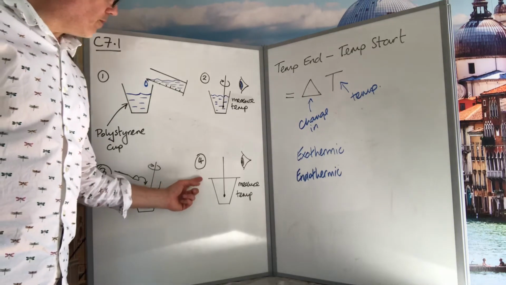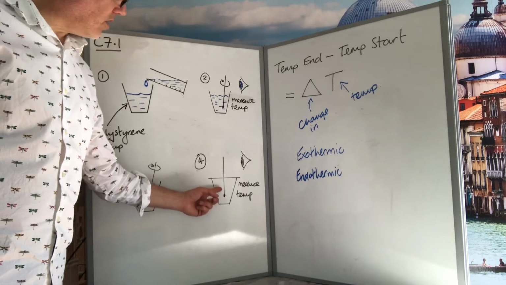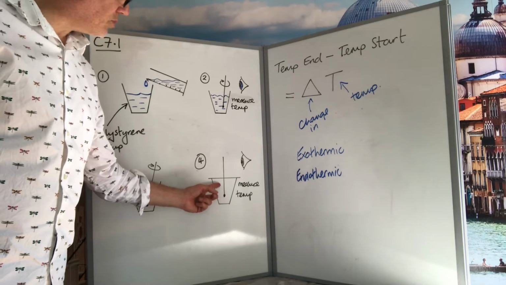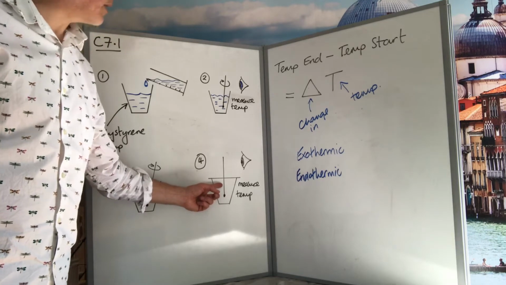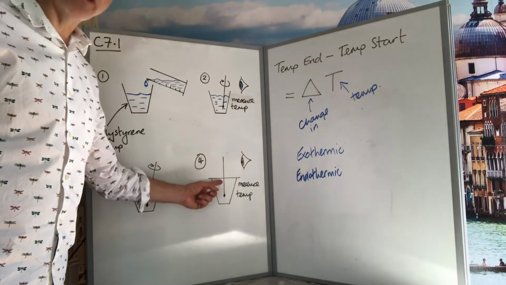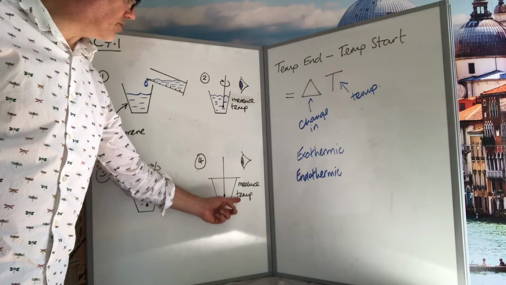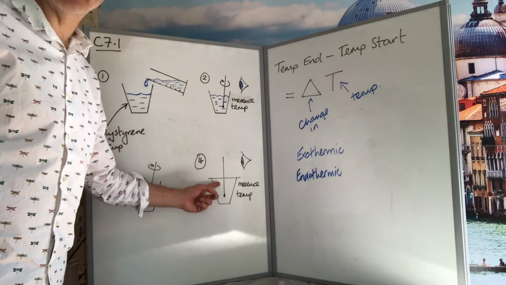And step four, we put a lid on and we measure the optimal temperature. Now, this will only happen once the reaction's taken place and the temperature's either stopped going up or it's stopped going down. When that happens, we measure the temperature. Okay, so you need to wait for that to happen and observe it.